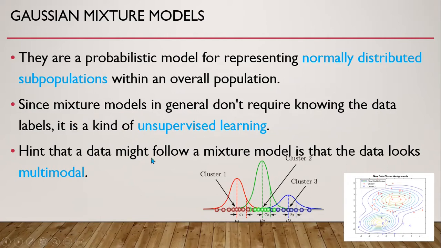A hint that data might follow a mixture model is that the data looks multimodal. This is a univariate situation where the data is looking multimodal, and this is the entire population with three subpopulations, all of which are normally distributed. This is a bivariate situation, and we can have a multivariate situation also.